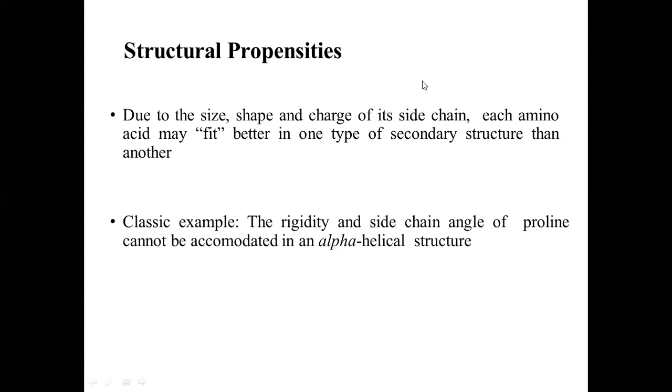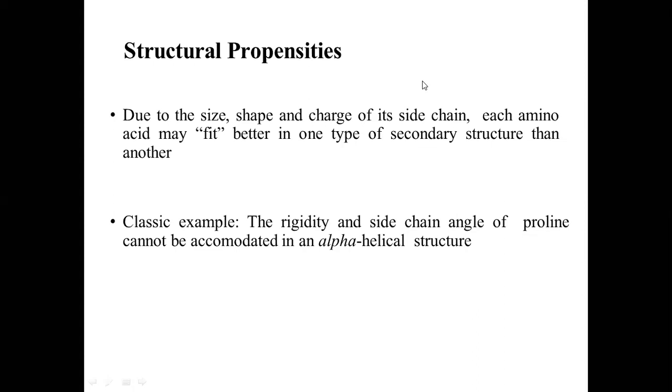So the occurrence of amino acids at a specific position in alpha helices or beta sheets depends on its shape, size, and charge. And the values are derived from X-ray crystallographic and NMR structures. And here we have a classic example: the rigidity and side chain angle of proline cannot be accommodated in an alpha helical structure.